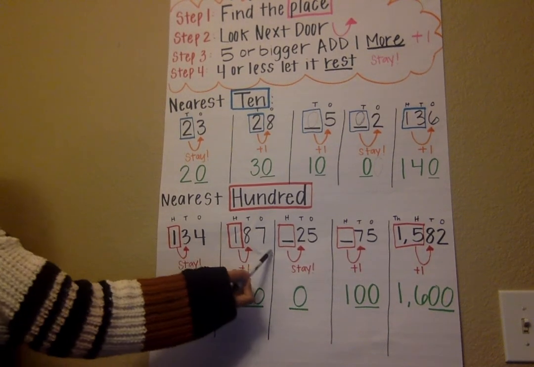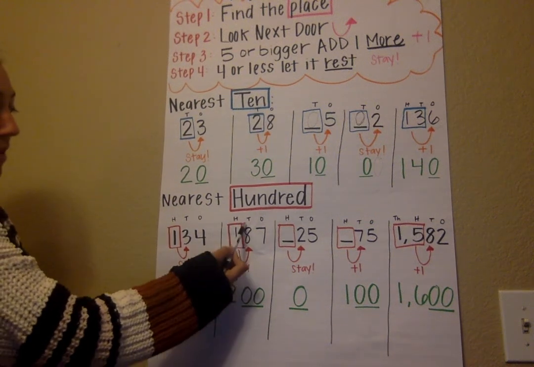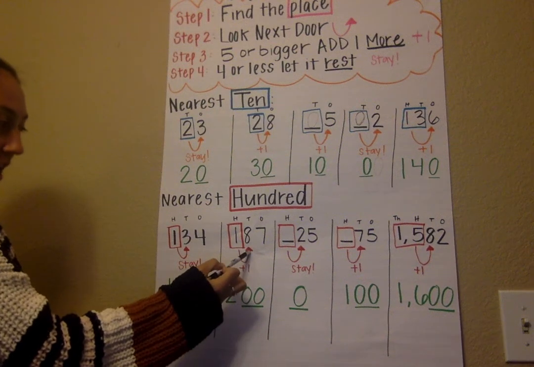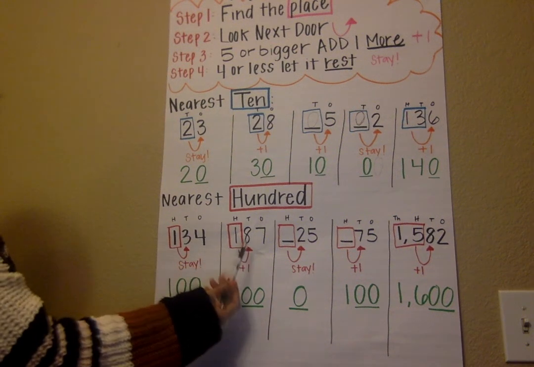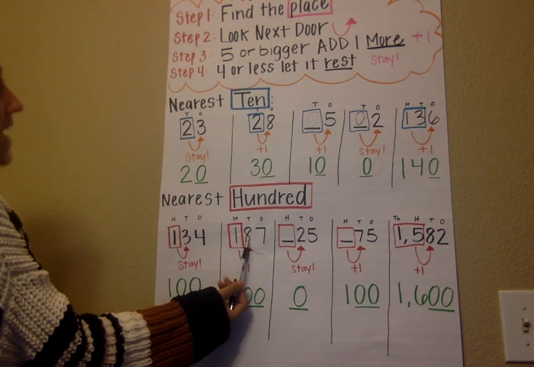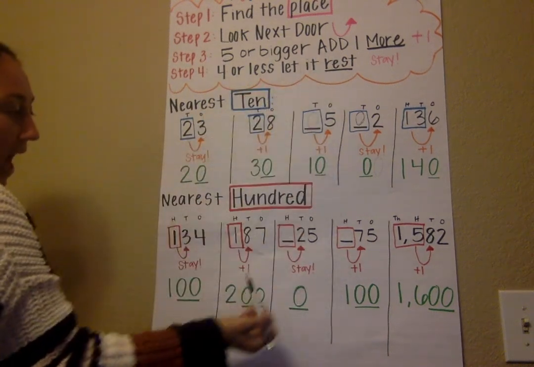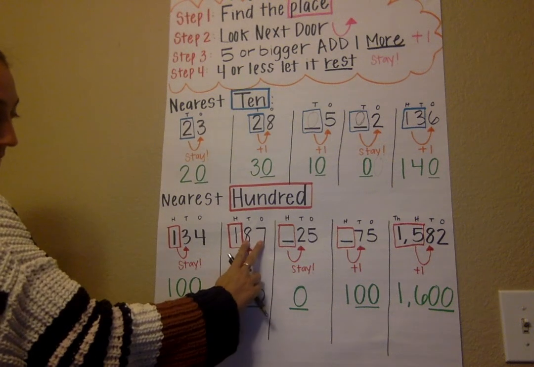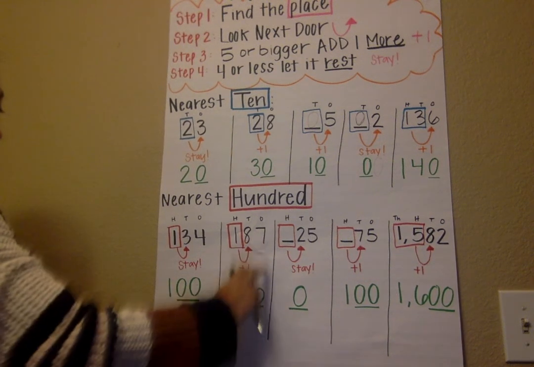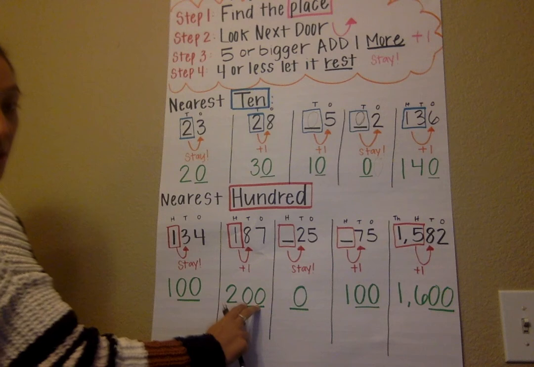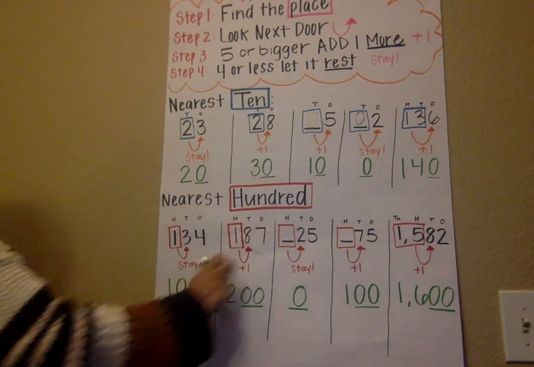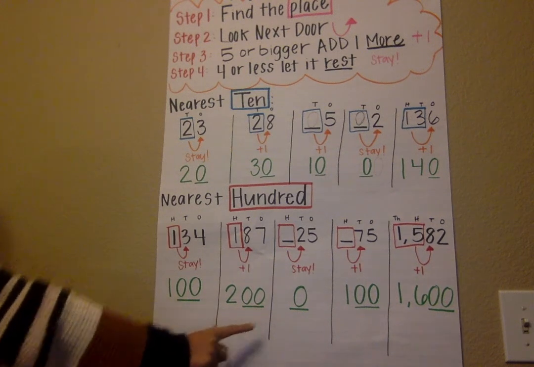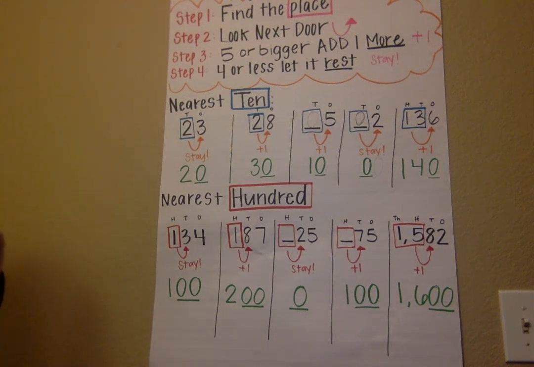So 187. Again, you box the number in the hundreds place, and you draw an arrow to your neighbor next door, which is 8. 8 is 5 or bigger, so I add one more. So 1 plus 1 is 2. There are 2 numbers not boxed, so I add 2 zeros to represent these 2 numbers. So 187 rounds to 200 in the hundreds place.